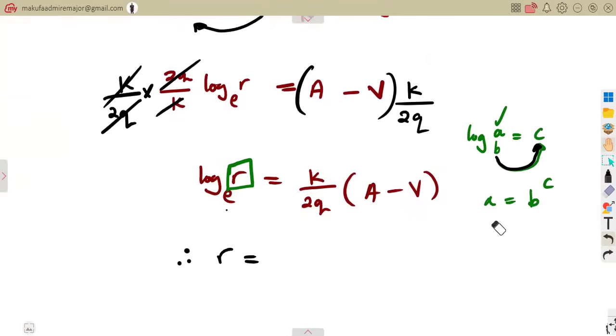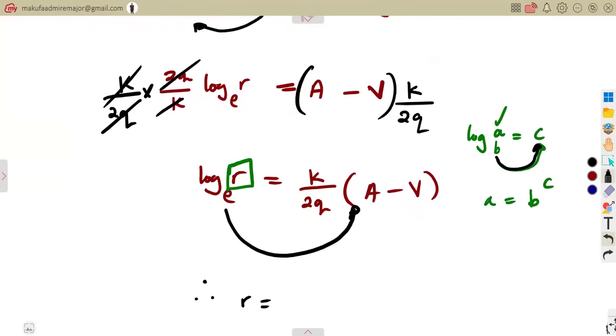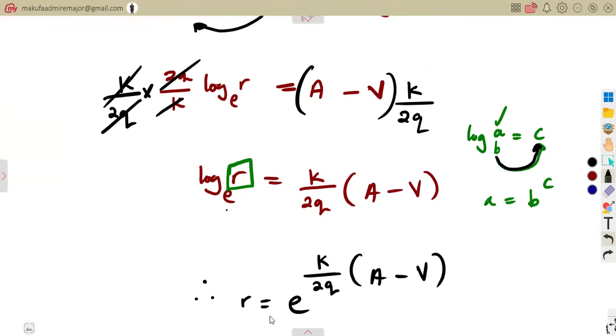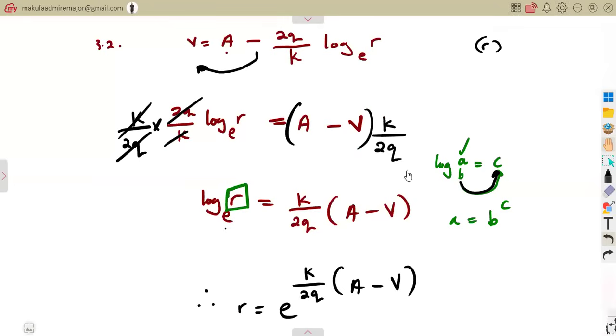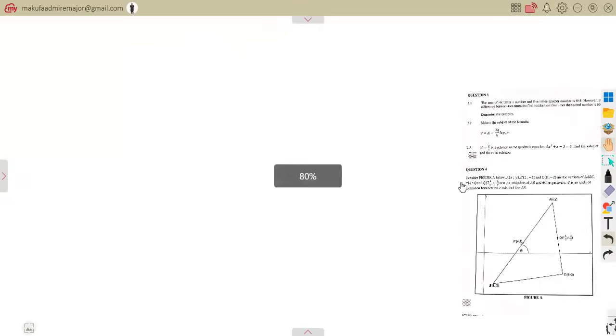So meaning to say, from this, we can conclude that therefore our R is equal to the base to the exponent of this. That is E to the exponent of K over 2Q into A minus V. R is the subject of the formula, just like that. So the change of subject is not that much. It's just like you're solving a normal equation, just like the way that you're solving your normal equations.